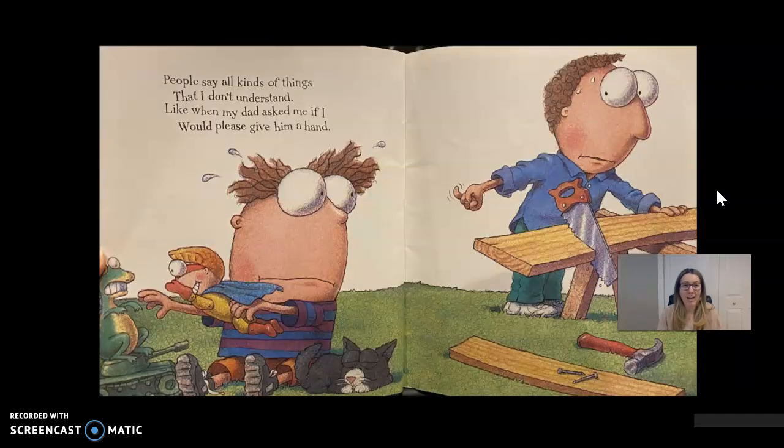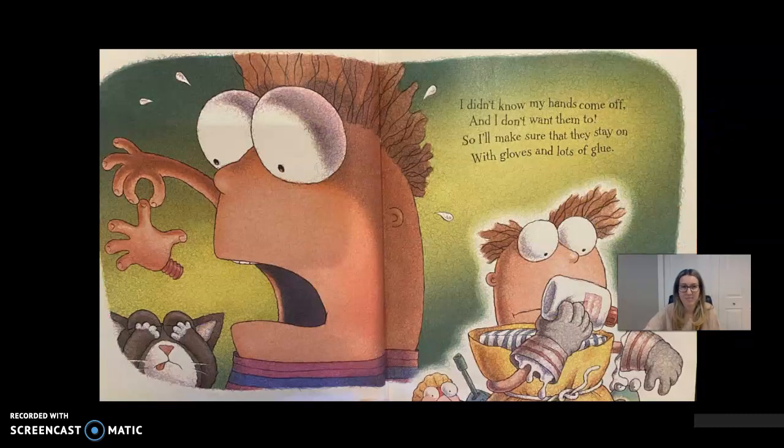People say all kinds of things that I don't understand, like when my dad asked me if I would please give him a hand. I didn't know my hands come off, and I don't want them to, so I'll make sure that they stay on with gloves and lots of glue. Look at what he's doing to himself over here. He's got his pillow attached and his hands are glued on.